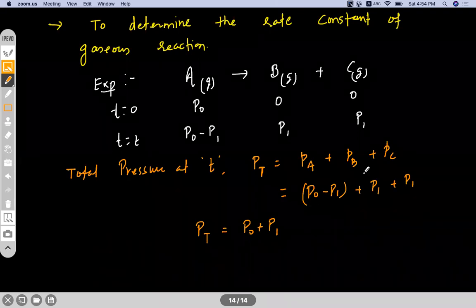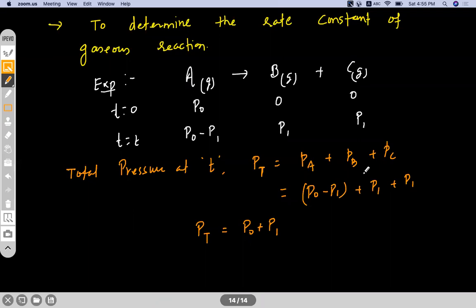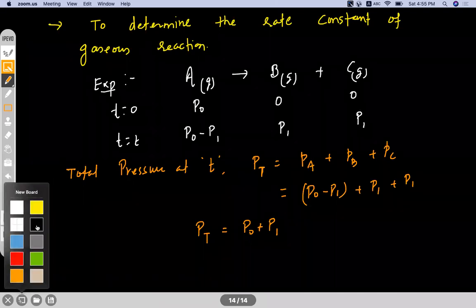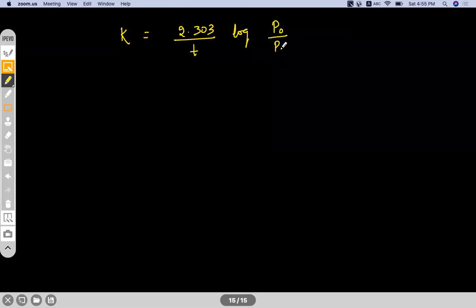Okay. So the thing is, if the question is you need to find out the pressure of A at time t, it means you need to find out P0 minus P1. Pressure of B at time t, you need to find out P1. C is also P1 here, right? Because all these are first order we are assuming. So if I write down the expression for the first order, that would be K is equal to 2.303 by T log initial pressure divided by the final pressure at time t. This is what we need to do.